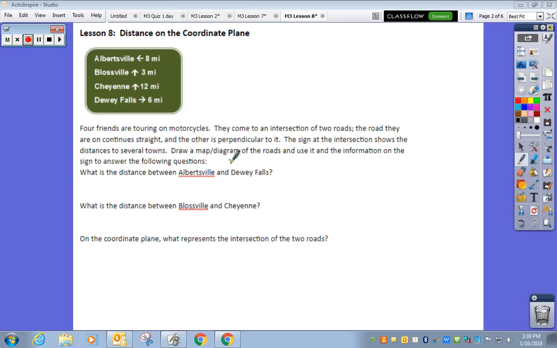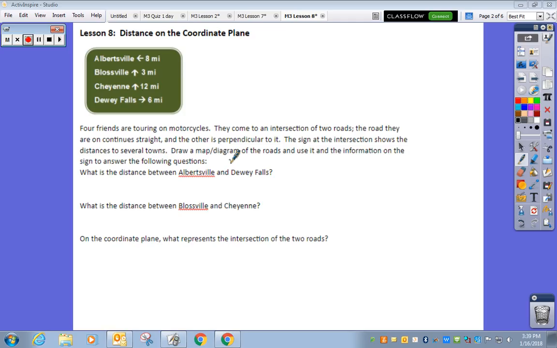Okay, in lesson 8, we're going to look at distance on the coordinate plane, and we're going to start with a real-life example. So this says 4 friends are touring on motorcycles. They come to an intersection of 2 roads. The roads they are on continue straight, and the other is perpendicular to it. We'll see what that looks like when we draw a model.